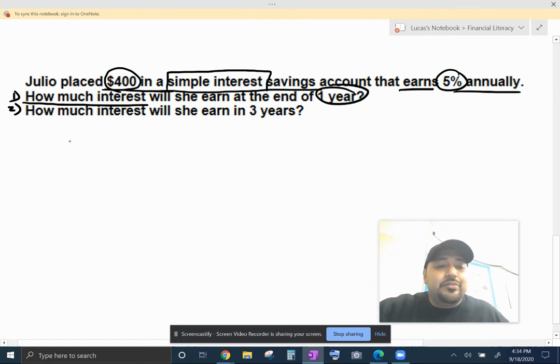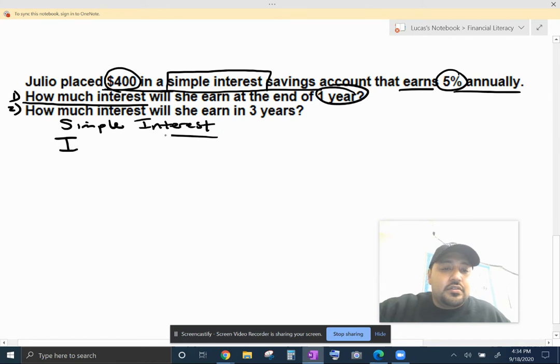So we want to know how much interest is earned at the end of 1 year. I know this is simple interest, so I'm going to write down my simple interest formula: I equals PRT. You have to first understand what's going on between these variables. What operation is happening? Well, if you don't see an operation, you automatically know that it's multiplication.